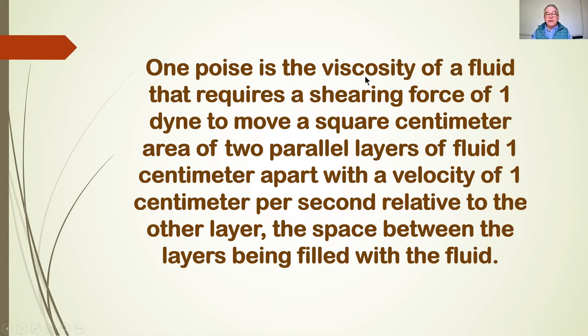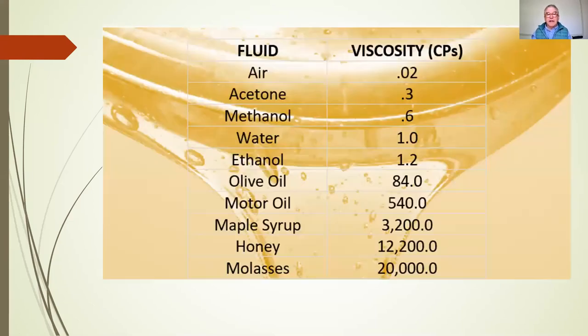1 poise is the viscosity of a fluid that requires a shearing force of 1 dyne, a measurement of force, to move a square centimeter area of 2 parallel layers of fluid, 1 centimeter apart, with a velocity of 1 centimeter per second relative to the other layer. The space between the layers being filled with fluid. Sounds a little bit abstract, but it is a description of measuring the movement of liquids or viscosity.